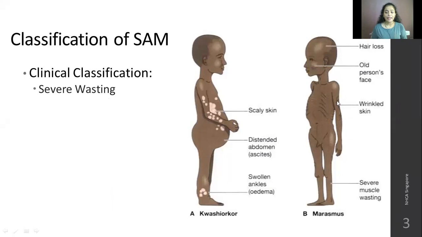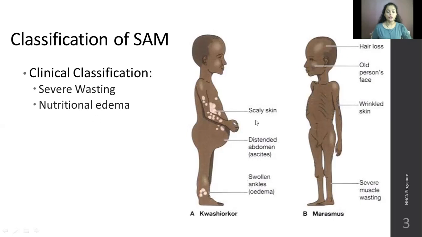You can't see any muscle mass whatsoever, very loose skin. Here even in the picture they have mentioned hair loss. There will be no hair on the child. The overall appearance of the skin will be dry and wrinkled, and there is severe muscle wasting. You can see the entire skeletal structure of the child through the skin. Okay, so this is severe wasting. We call it marasmus in medical terminology.